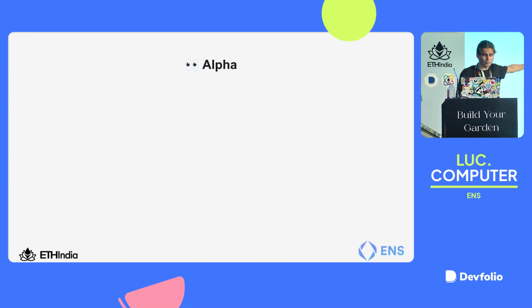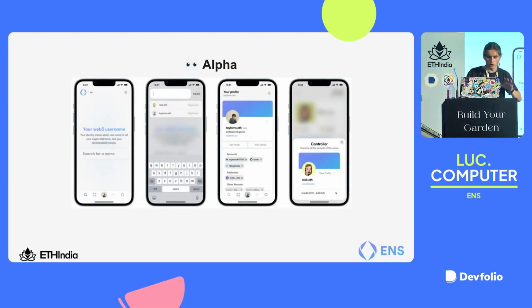So a little bit of alpha. We're working on a new manager. Not to tease too much, it should be out ideally end of this year, beginning of next year. It's alpha.ens.domains. If you'd like to check it out, it's purely on Goerli at the moment.